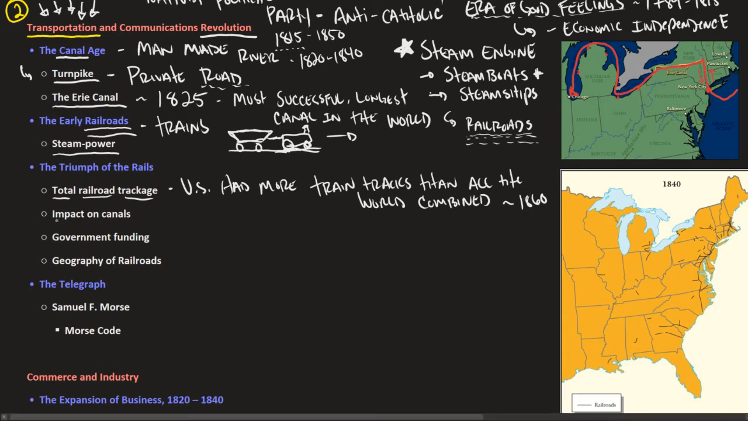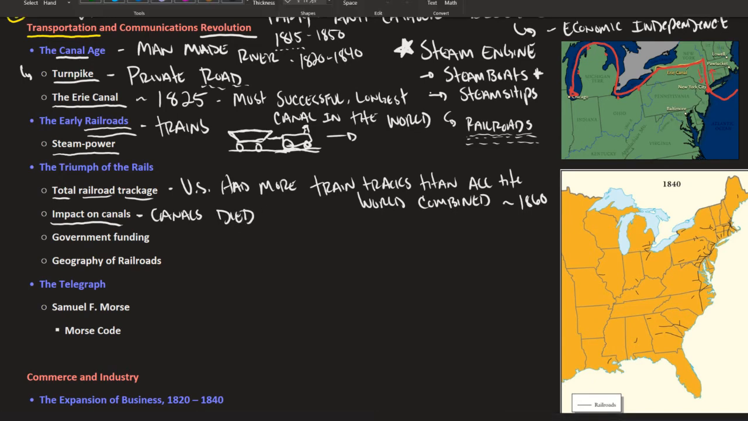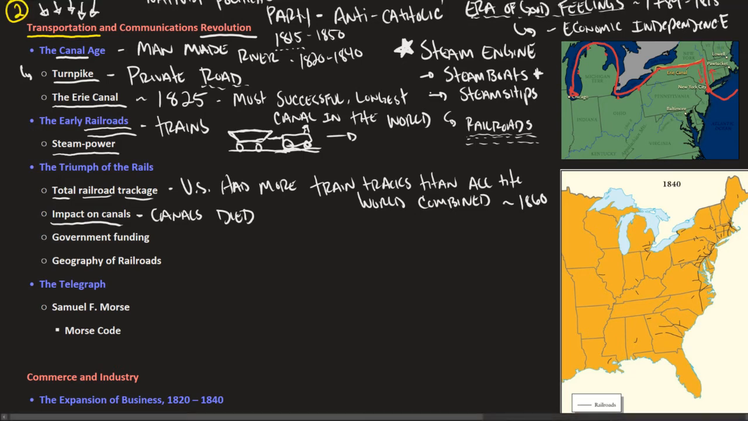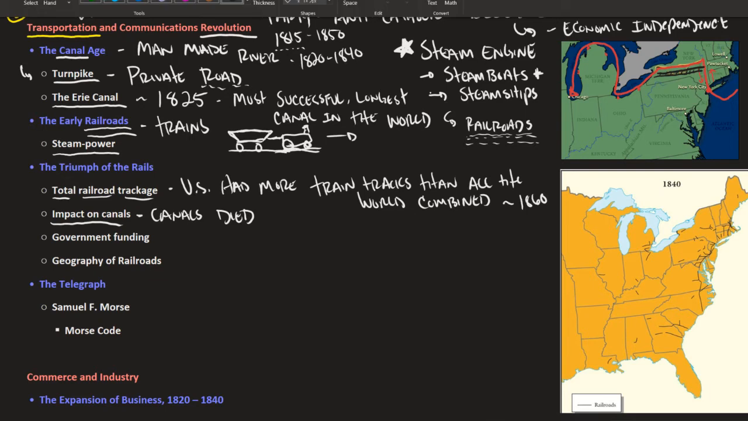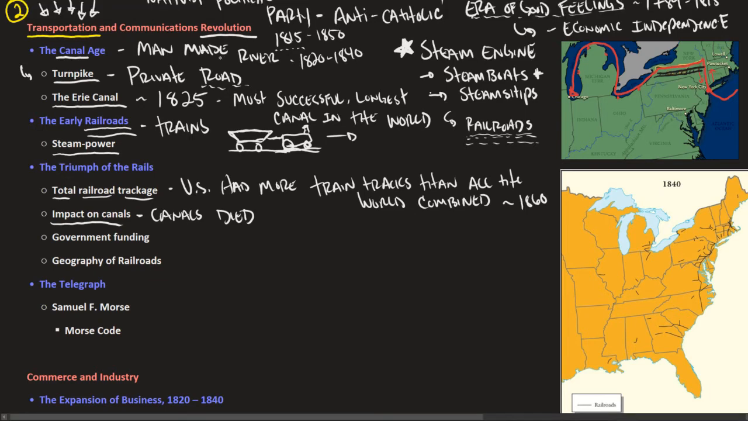What impact did they have on canals? Well, canals just kind of died. So for example, the Erie Canal here, it was much, much cheaper to simply just build a railroad right alongside the Erie Canal. And that's exactly what happened. And the railroad, because it was cheaper to maintain and cheaper to construct, and could carry more goods, a train could, than a ship, it made the Erie Canal obsolete.